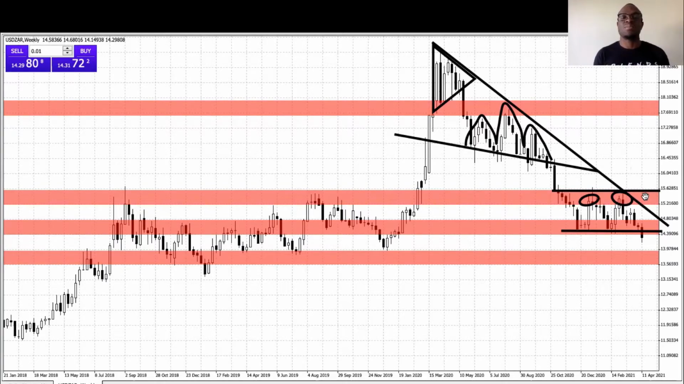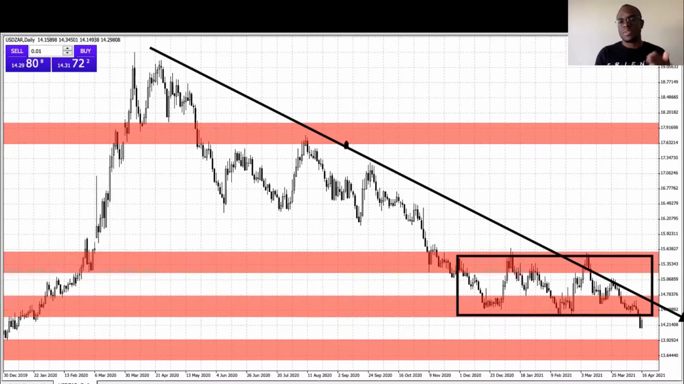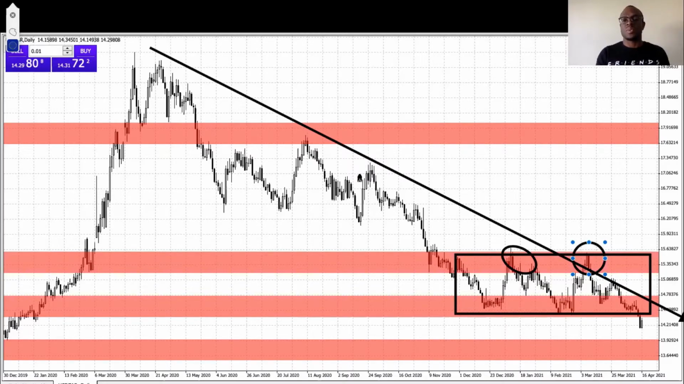So these are the movements that we're expecting in the coming week as far as the USD/ZAR weekly chart is concerned. Now let's move on to the daily chart. We can notice that we have a general bearish trend, and usually we don't like to trade against the trend. Then we can also notice that there was a breakout where the price broke this support zone, and it sought to retest it as a resistance zone, and it did that twice, the first one being here and the second one being here. Then the final structure is this consolidation where the price was consolidating between these two zones, from 1 December up to this point.